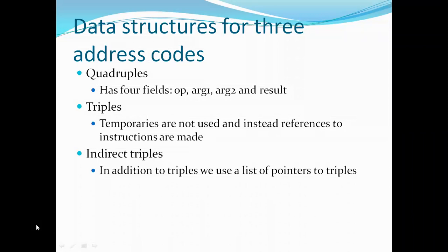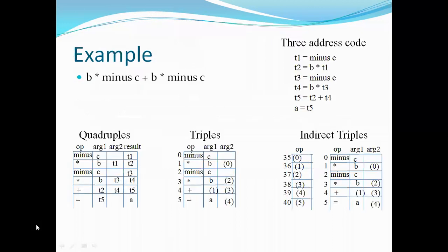And the result field is used to store the result of an expression. Here we are storing the result in the form of temporary names, which are generated by the compilers. I will show you the representation of the data structure quadruple with an example. See here. From the given example, A is equal to, in the slide there is no A, but write down A is equal to B into minus C plus B into minus C.